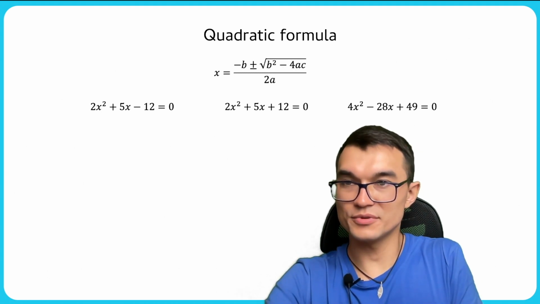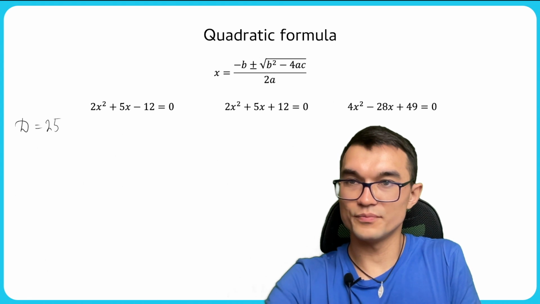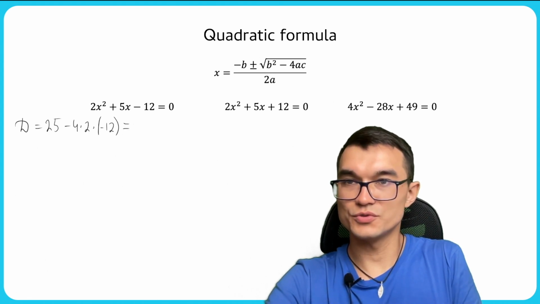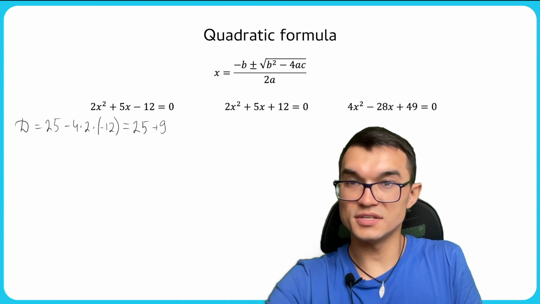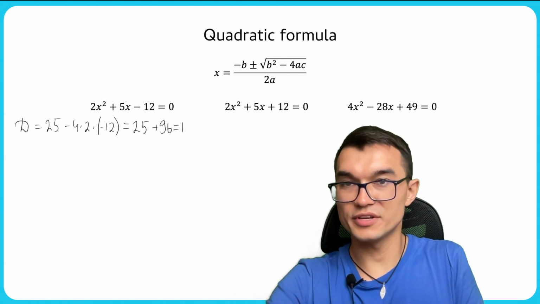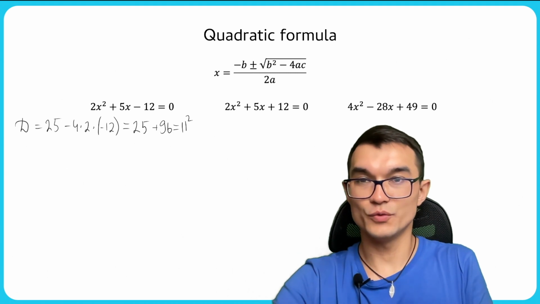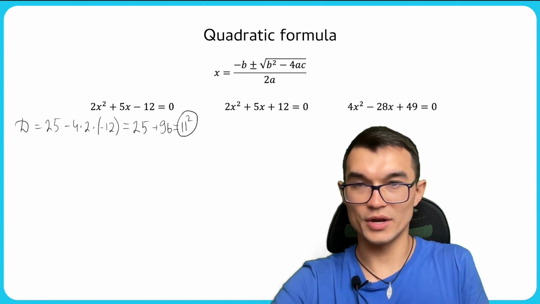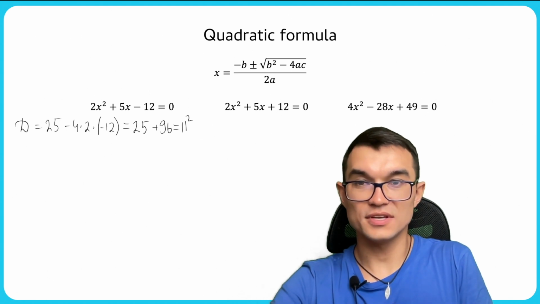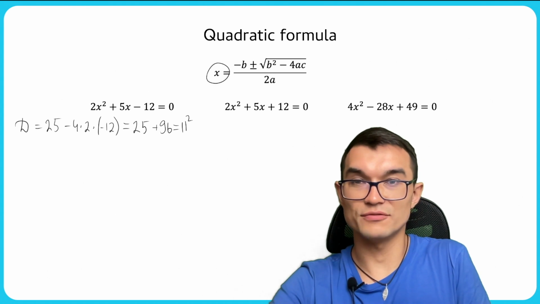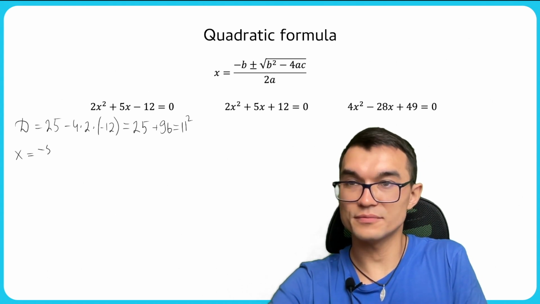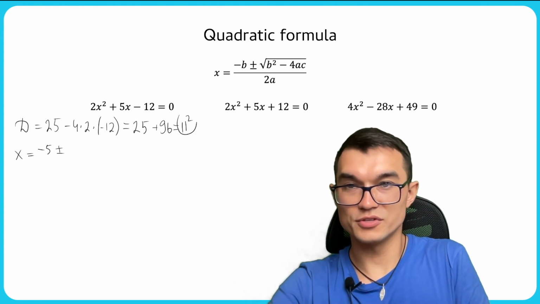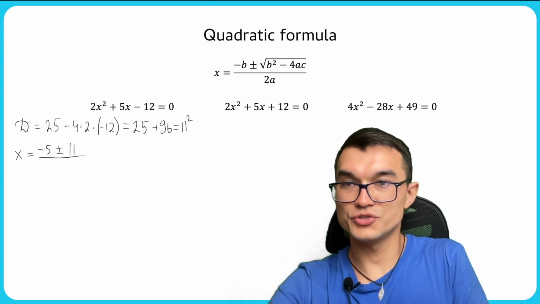For our first example, the discriminant equals 25 minus 4 times 2 times minus 12, which is equal to 25 plus 96, or 121, or 11 squared. And here's a good tip. You will be making fewer mistakes if you always end your discriminant as a square. And if the discriminant is positive, as in that case, then we have got two roots, which we can find using that formula. x equals minus 5 plus minus the square root of 11 squared, which is just 11, over 2a.